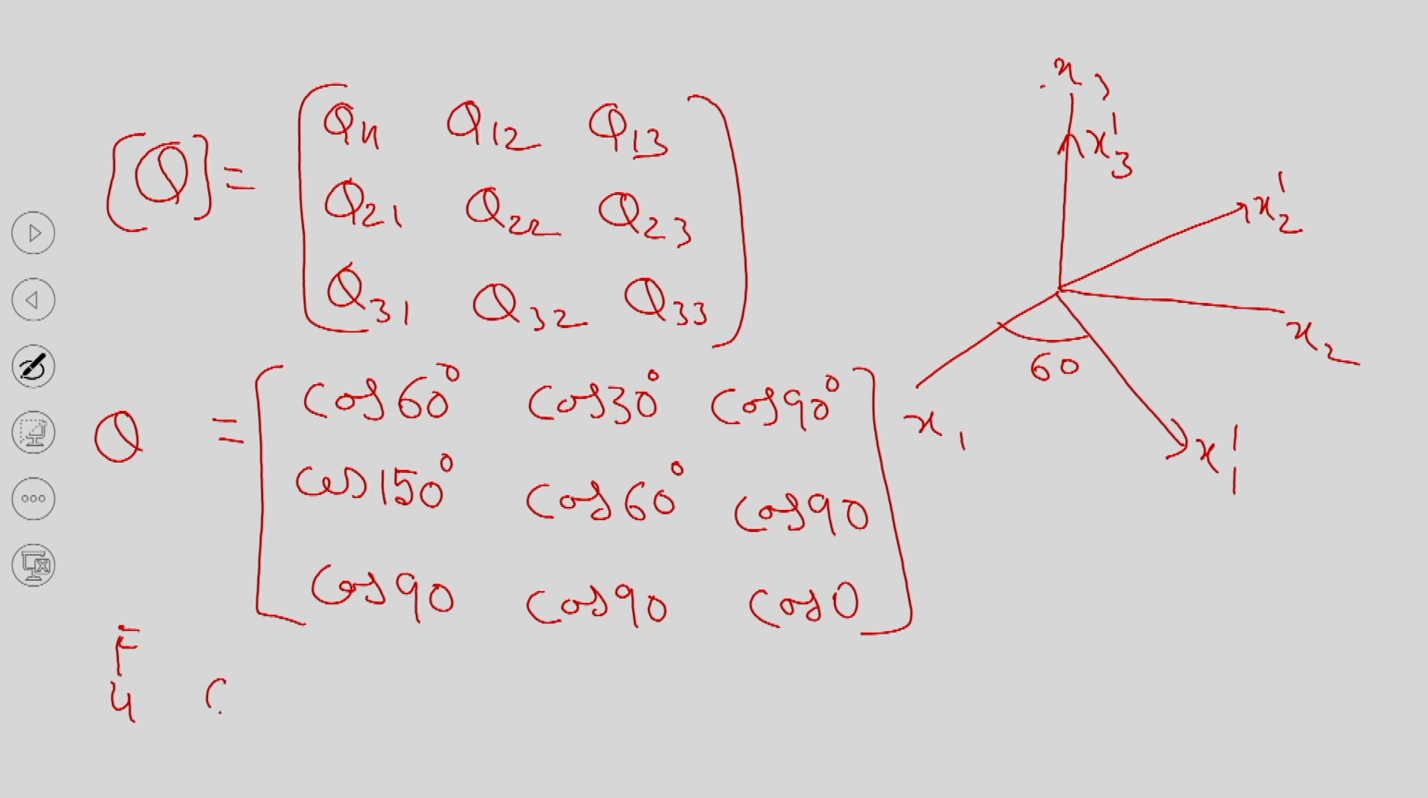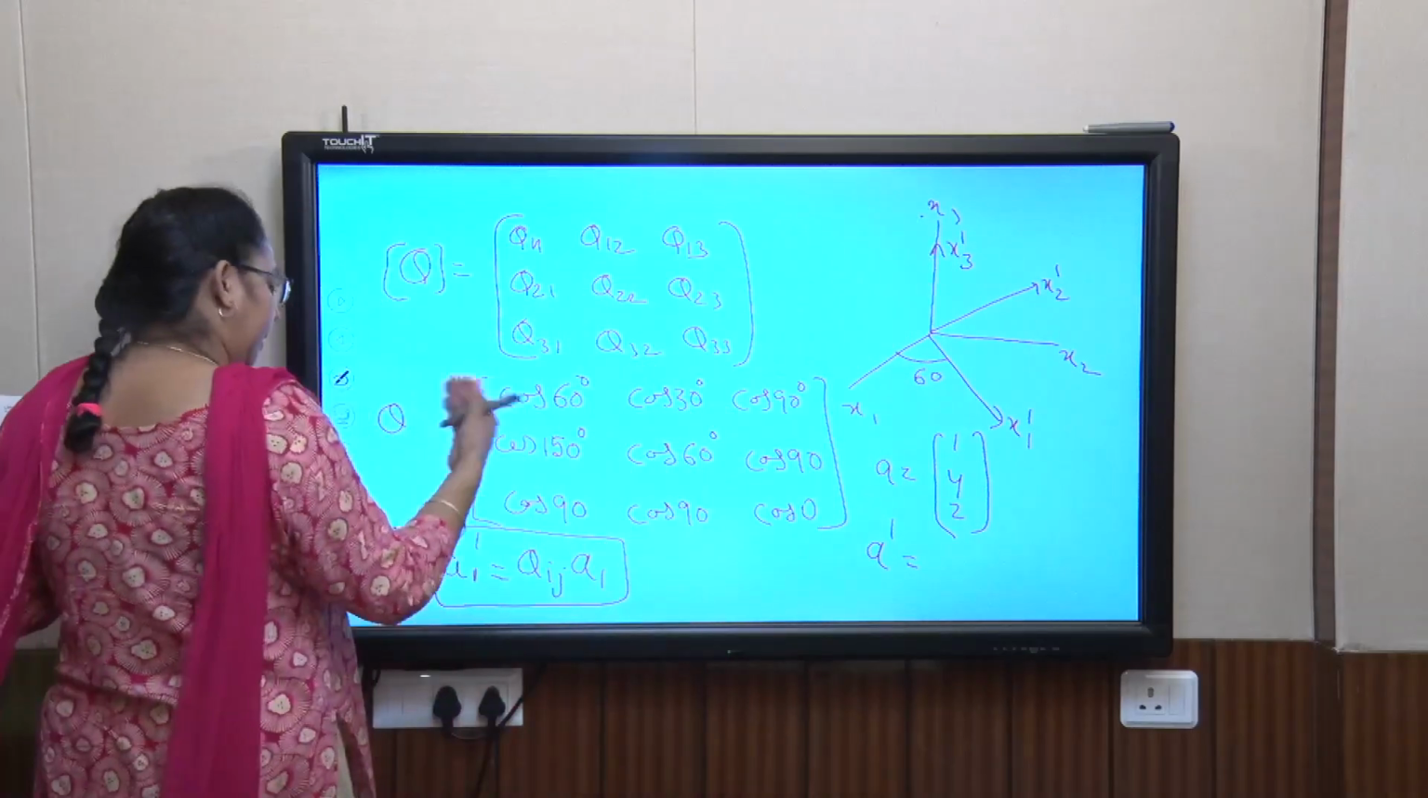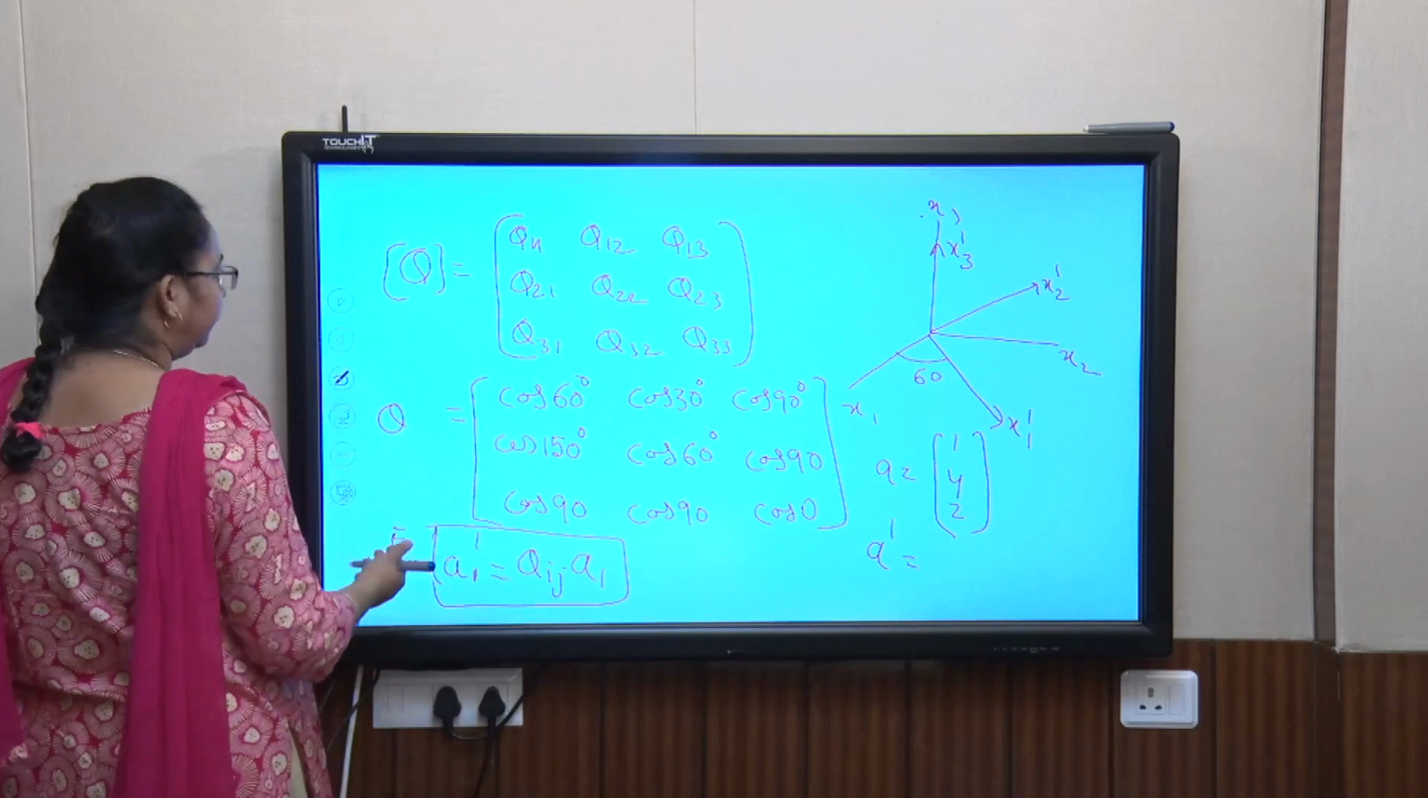If I tell you to evaluate any f or any u, you have to just multiply this matrix with it. Let us say we are interested to find any vector A whose values are given, let us say 1, 4 and 2, and now we are interested to find A dash. So, A dash will be nothing but Qij and Aj. If you multiply this matrix with this A, you will get A dash. If you know the components along the x-axes x1, x2 and x3, then you can rotate to the rotated components. Vice versa, you take the inverse of this.